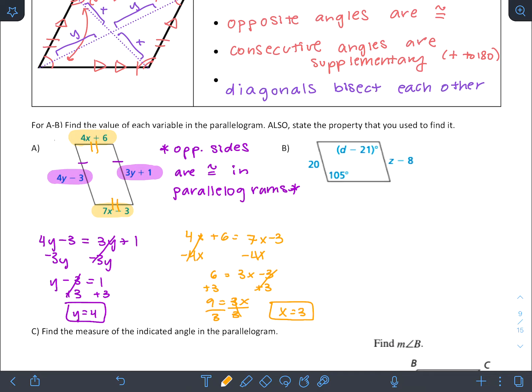Now, I could certainly ask you to plug those back in and figure out what the actual side lengths are, and you can do that if you would like to, but for the purposes of this presentation, I'm not too worried about that.